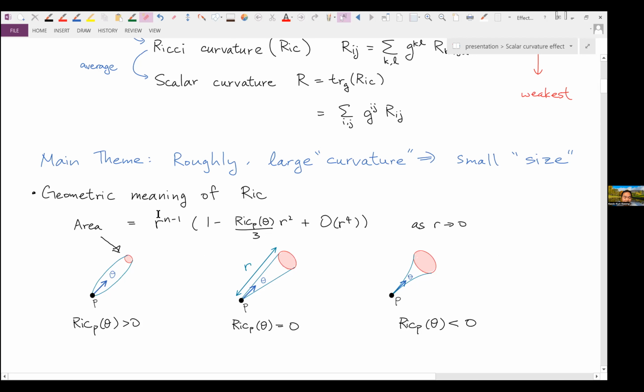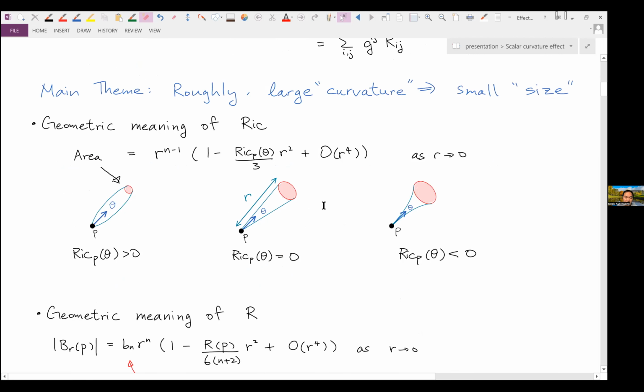In mathematical language, what I have described is just this statement here. You can see the main term is r to the power n minus 1, referring to the Euclidean area, and then the first correction term is the Ricci curvature, actually minus the Ricci curvature. So that's the geometric meaning of the Ricci curvature. It depends on the direction.